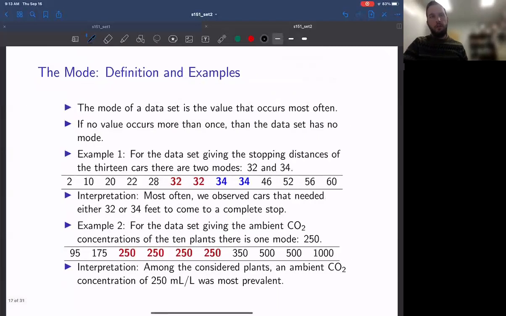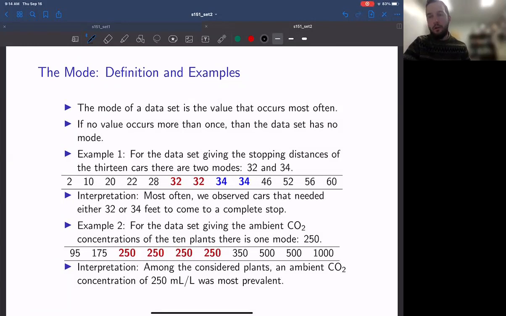The last measure of central tendency that we're going to talk about today is the mode. The mode is actually not a value that we need to calculate at all. The mode is simply the number or the numbers that occur most often in a data set. So for example, for the 13 stopping distances of the cars, we have 2 modes, the values 32 and 34. Because those numbers occur more than any other number in the data set.